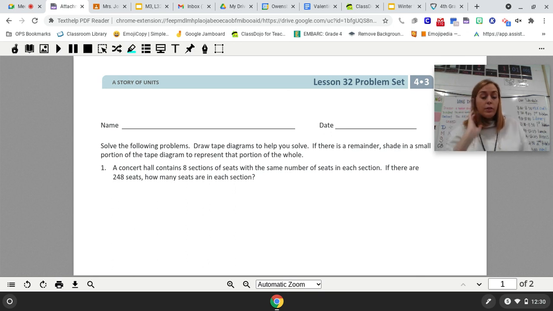It says solve the problems, draw a tape diagram. If there is a remainder, edit your tape diagram at the end. And you'll want to solve with division, right, to be able to solve. So these are all word problems. It's really just like what we just went over.